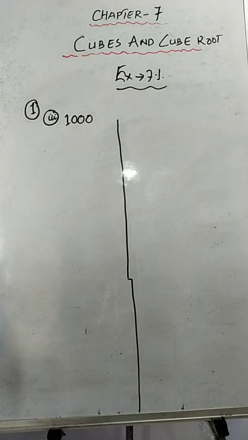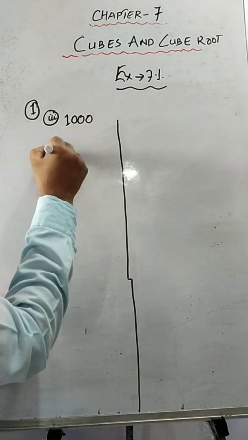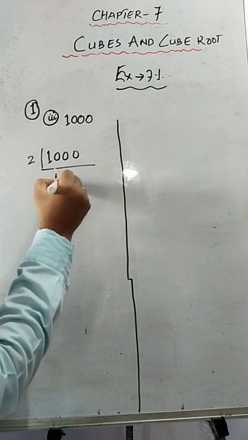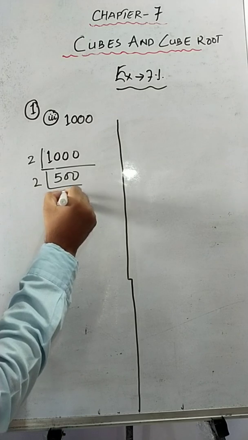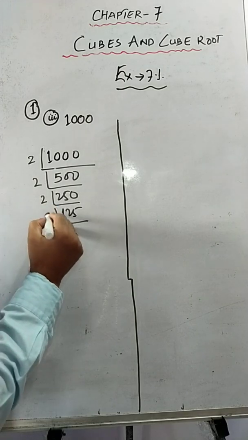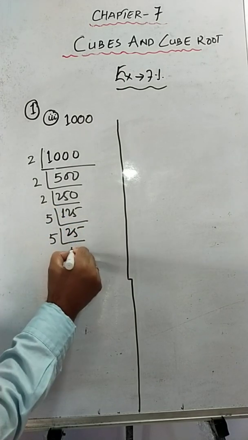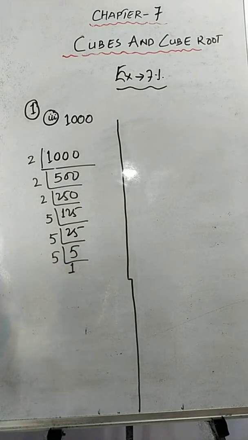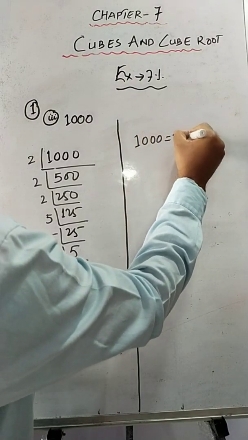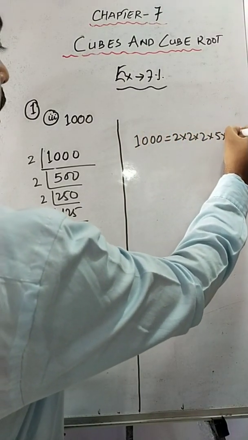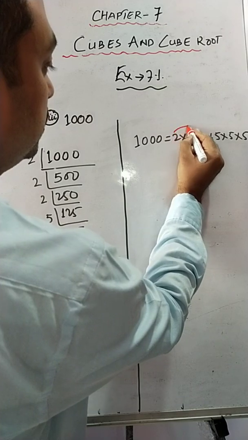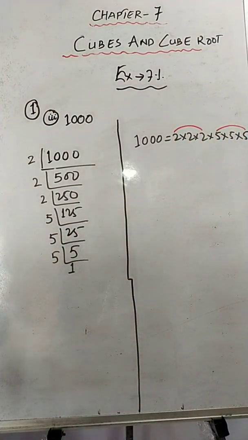Sum number 3 we have 1000. Let us see whether this 1000 is a perfect cube or not. At first we have to find the prime factors. 2 500s are 1000, 2 250s are 500, 2 125s are 250. Now it is not divisible by 3, it will be divisible by 5. 5 25s are 125, 5 5s are 25, and 5 1s are 5. From here we can see that they are all in triplet form. So 1000 is equal to 2 into 2 into 2 into 5 into 5 into 5. Are all the prime factors in triplet form? Yes.